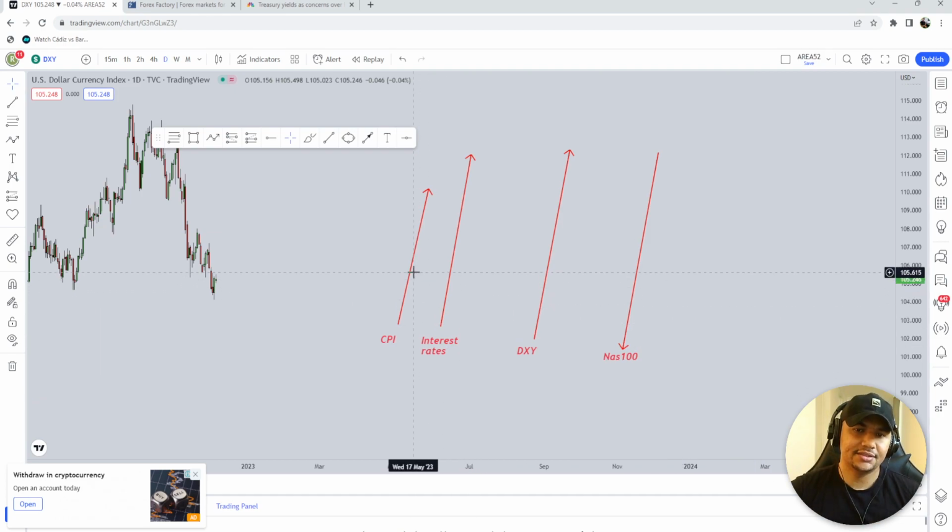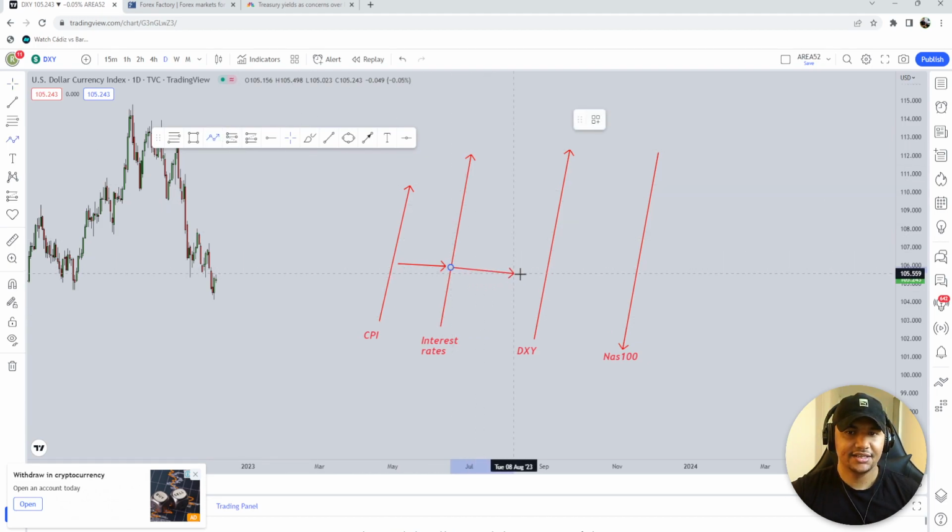But let's look at this analogy over here, right? We have the CPI. The CPI gives us an indication of what we can expect in terms of interest rates. The interest rates tell us where the dollar is going, and the dollar index tells us where the stock market is going. So how does this work?